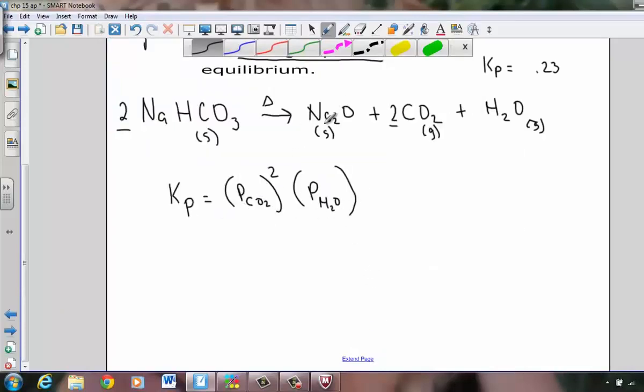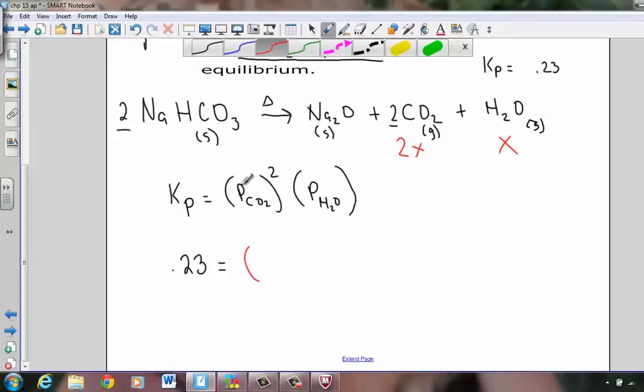Let's do the following. We have dropped out the solids, and we know the Kp. So Kp is equal to 0.23. Since these were indeed at equilibrium, to find the total gas pressure at equilibrium, let's let the value of the water be x. The reason I'm picking water at equilibrium to be x is because it has a coefficient of 1, and then I can let the carbon dioxide at equilibrium be a value of 2x. I have twice the number of gas particles of CO2 as I do water.